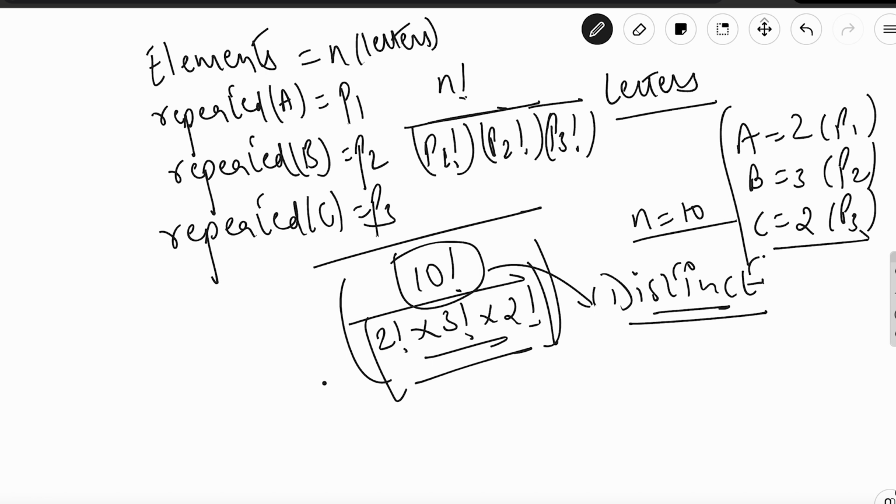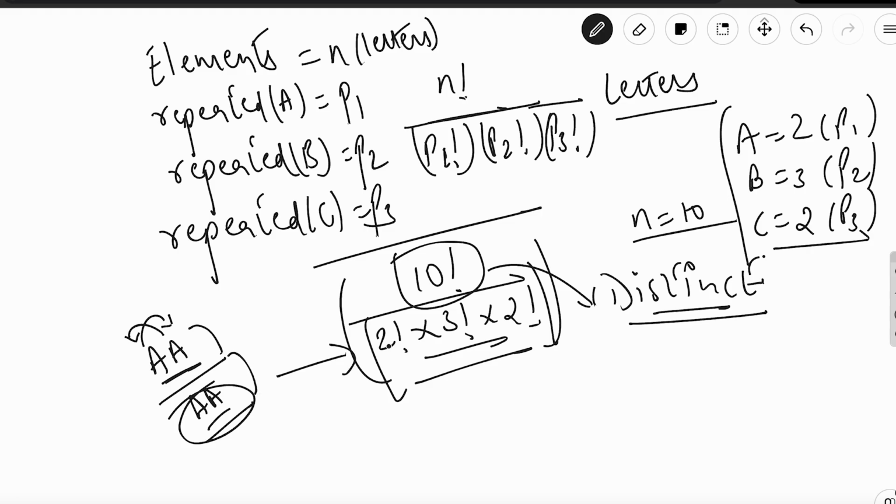When we have a repeated element, for example AA, on paper these look the same, whether I say AA or whether I swap their places. The final outcome will again be AA. So there is no difference between this AA and this AA. So this is overcounting. To reduce that overcounting in our calculation, we divide.